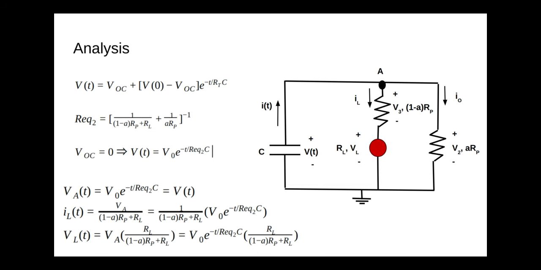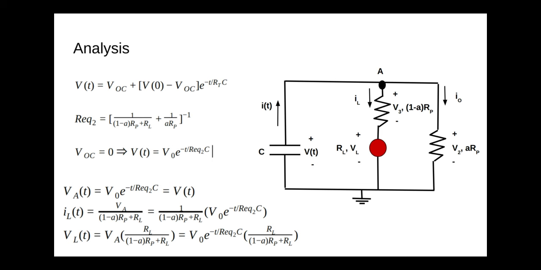I used the equation for an RLC circuit to find the voltage at A at any time. I then used REQ2 as a variable in this equation. The voltage supplied by a battery source would be 0 for this circuit. So the final equation for the voltage at A at any time when the switch was opened is V naught e to the negative t over REQ2 times C.